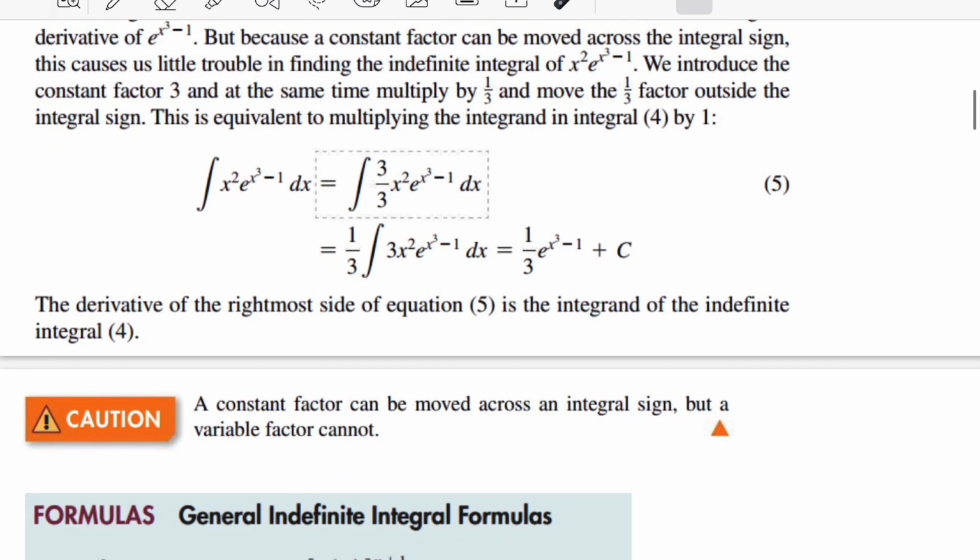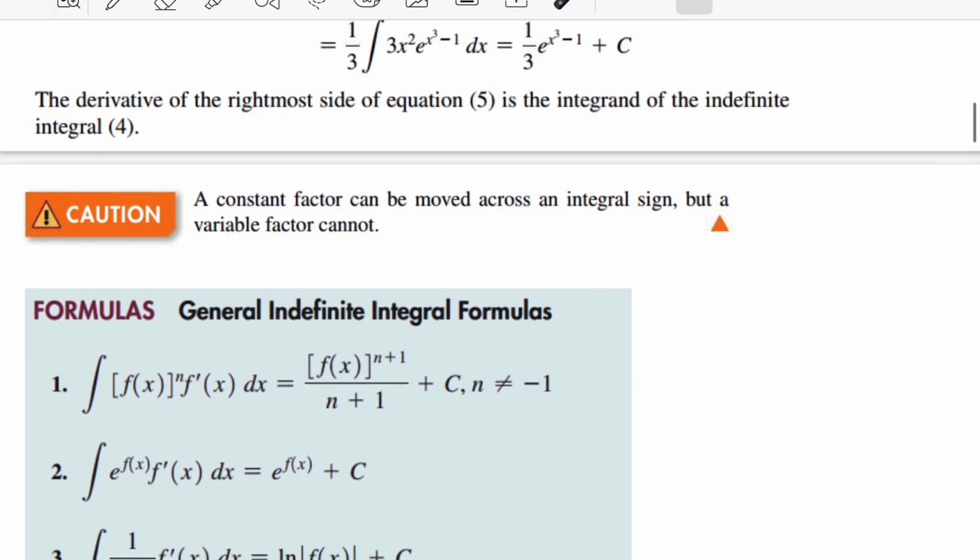All right, so here are some general indefinite integral formulas here. So for example, if we want to take the integral of some function to the power n times its derivative, it would be equal to this guy here plus some constant c, okay? And so on here. So essentially what we're doing in these instances is that we are undoing the chain rule.